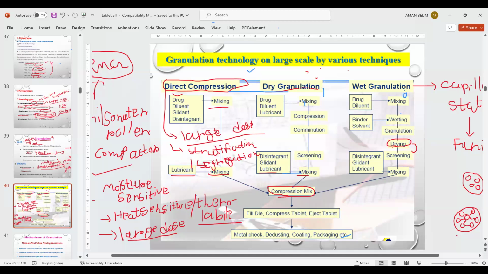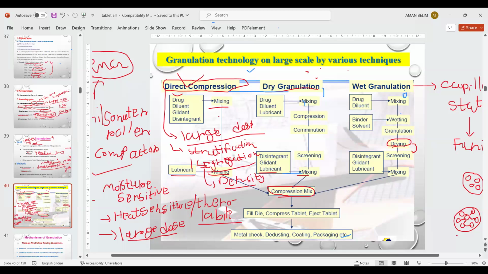What is segregation? Segregation is a separation of particles according to their density. So higher density particles and lower density particles will separate from each other. That is known as segregation. It means that your API has a higher density and your excipients have a lower density, so they will separate out if you prepare it via the direct compression method. So these are the problems with the direct compression method.